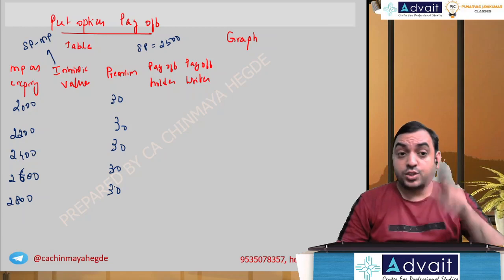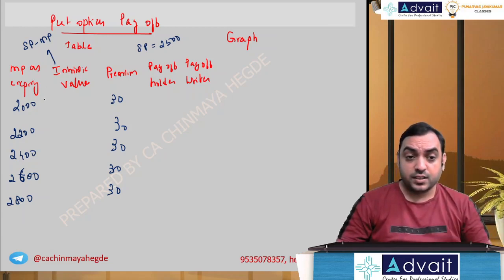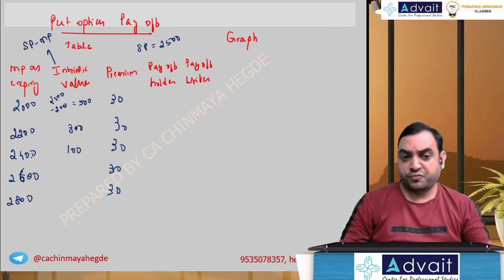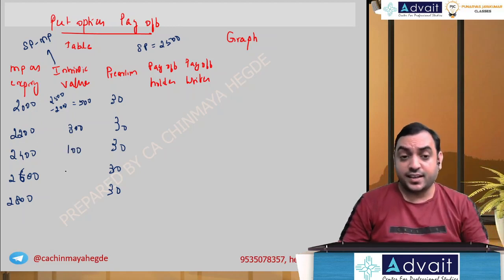Intrinsic value, strike price minus market price. Strike price 2500 minus market price 2000, so you'll get 500. Here you get 300. Here you get 100, 2500 minus 2400. Here you don't get minus 100. Zero, lapse. Not exercised.